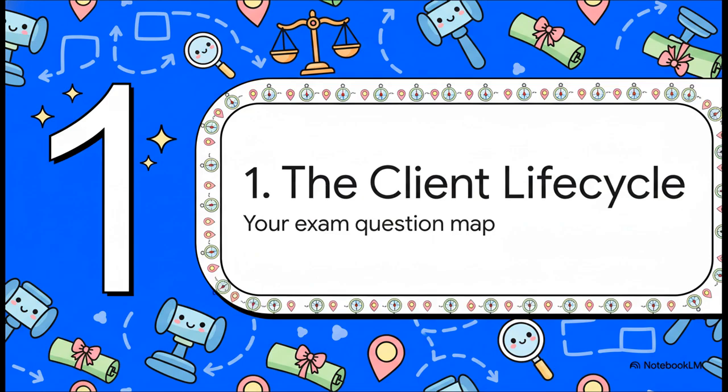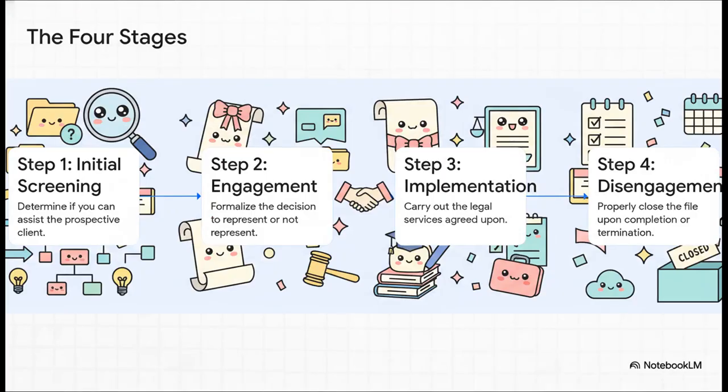Okay, first up, the life cycle. I want you to think of this as your mental map. Seriously, every single scenario question on your exam that involves a client fits somewhere on this map. If you know what stage you're in, you'll know exactly which rules apply. So every single client relationship has 4 distinct stages. First, you've got the initial screening. This is where you're figuring out if you can even help this person. Then you move to engagement, or non-engagement, where you make it official. Stage 3 is implementation. That's the guts of it, doing the actual legal work. And finally, disengagement, which is all about closing that file properly.